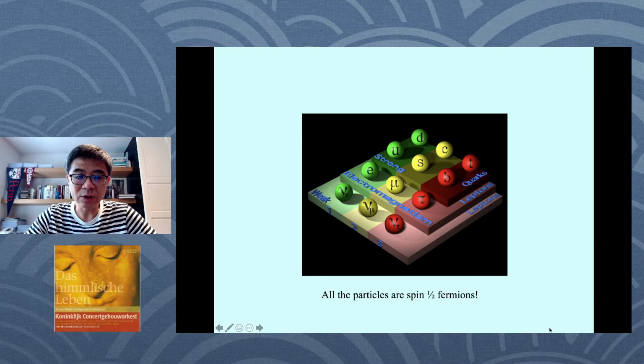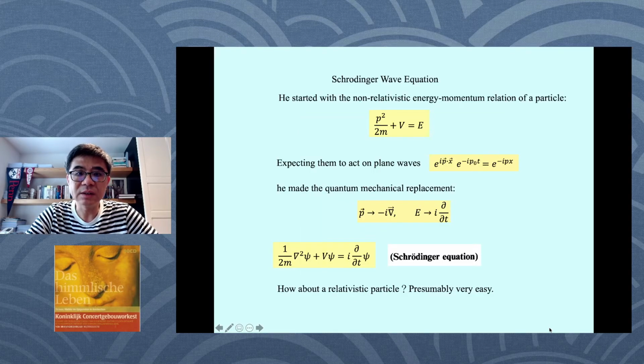Remember, all the matter particles are spin 1/2 fermions. Therefore, we know that the Schrodinger wave equation does not apply to all the particles. And let me start with the Schrodinger wave equation.